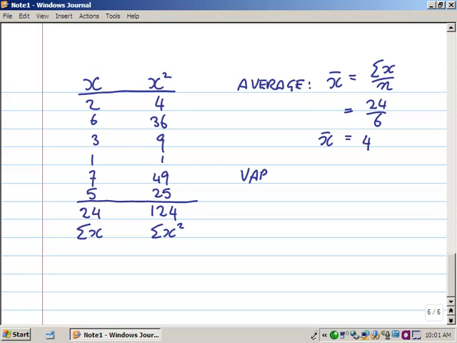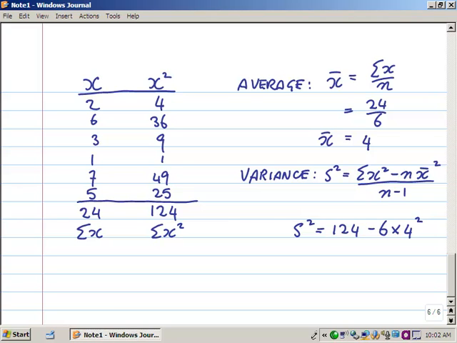The variance, our first measure of variation, which helps us calculate the standard deviation. S squared is sigma x squared minus n times x bar squared divided by n minus 1. And sigma x squared is the 124 minus n, what is n, 6, times x bar 4 squared divided by the n of 6 minus 1. Alright, and that boils down to precisely 5.6.